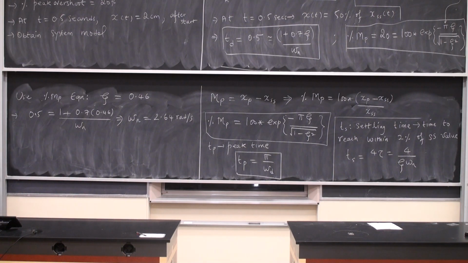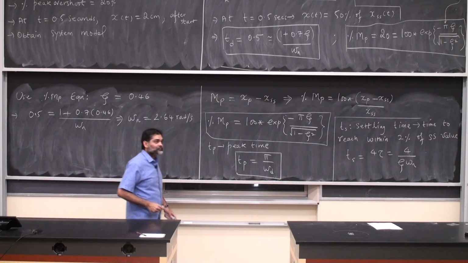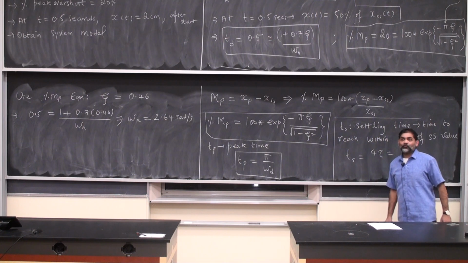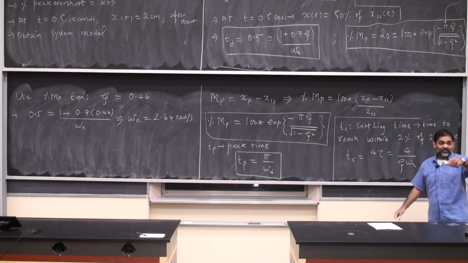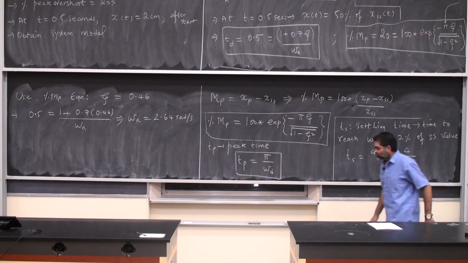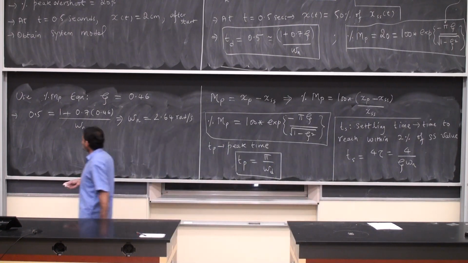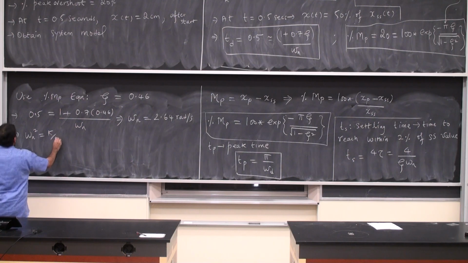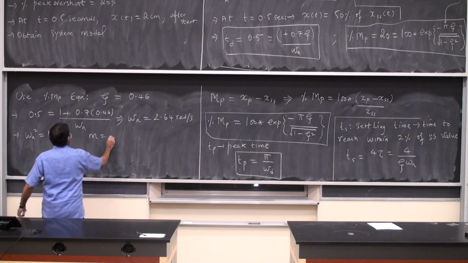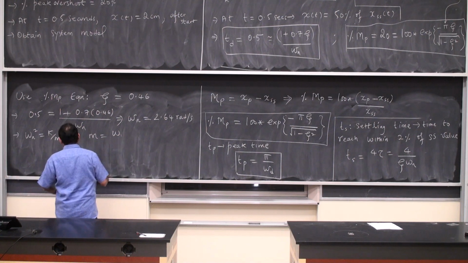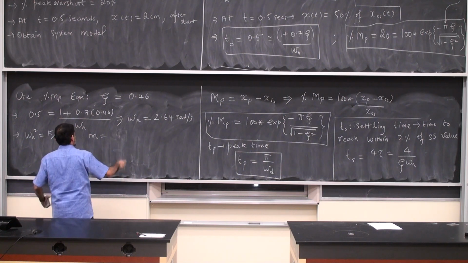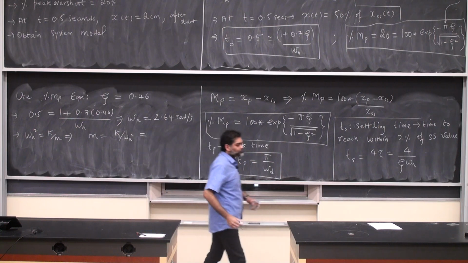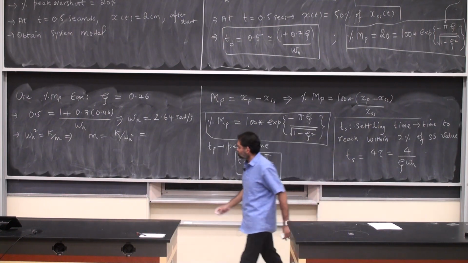How do I calculate the mass of the system? Omega n equals square root of k divided by m. Omega n is square root of k by m, or omega n square is k by m. So the mass is k by omega n square, which gives me 3.6 kilograms.